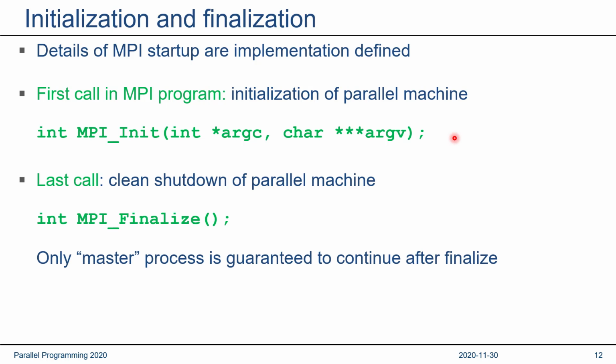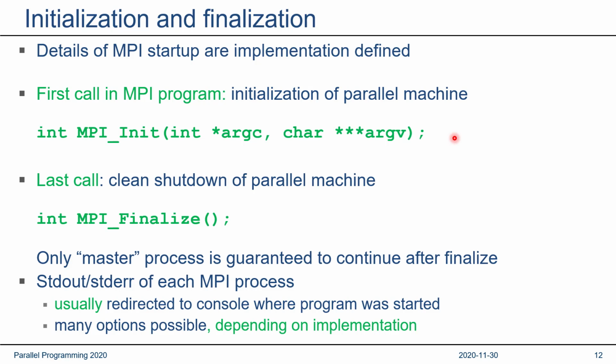The last call in an MPI program should be a clean shutdown of the parallel machine. This is done via MPI_Finalize. After MPI_Finalize, not all processes are guaranteed to continue, only the master process, number 0. As you will see later, they are numbered just like OpenMP threads are. Only the master process number 0 is guaranteed to continue after finalize. This does not mean that the others will always die. It's just that only 0 is guaranteed to continue. In other words, you should not make any assumptions about what happens after finalize, and it would be best to just terminate the program after you return from finalize.